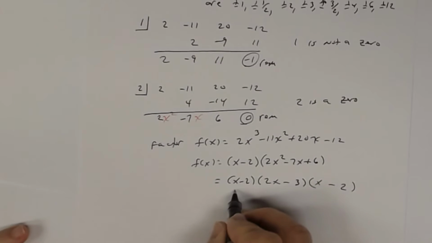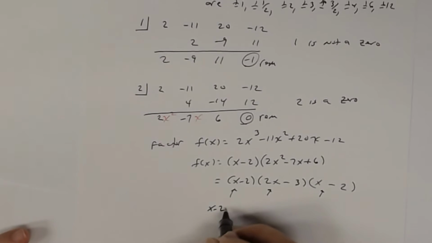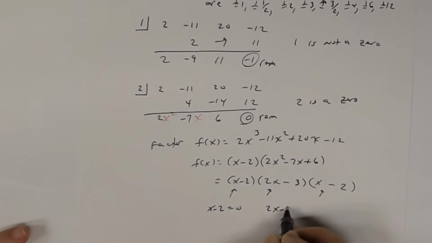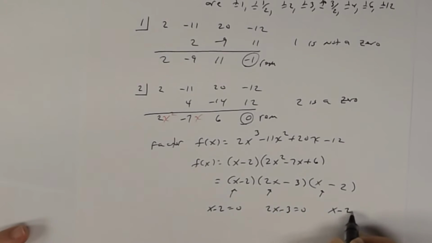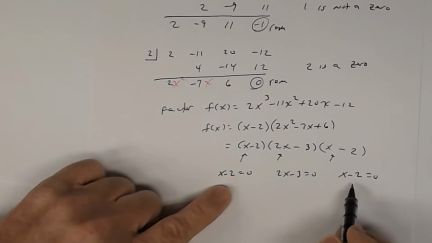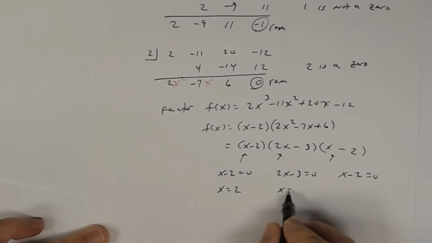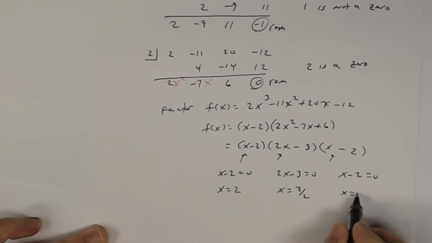zeros. So remember, you set each one equal to 0 using the zero factor property. So you get x minus 2 equals 0, 2x minus 3 equals 0, x minus 2 equals 0. All right, and so notice these two are the same, right? So keep that in mind. So we get x equal 2, x equal 3 halves, and x equal 2.